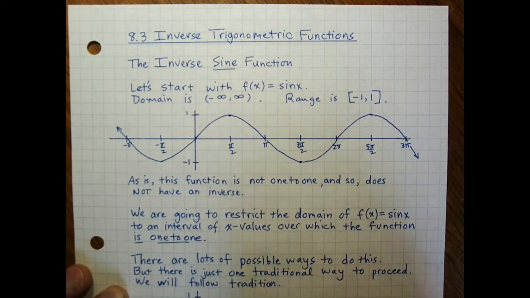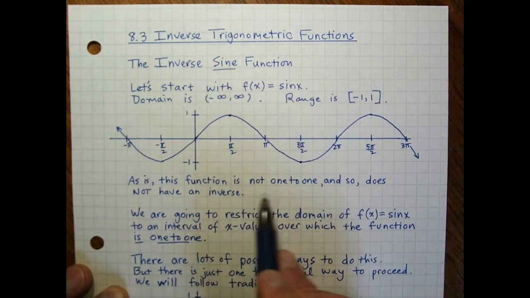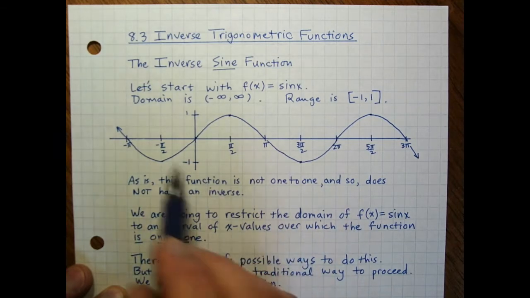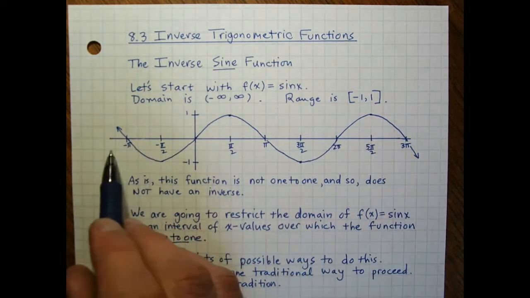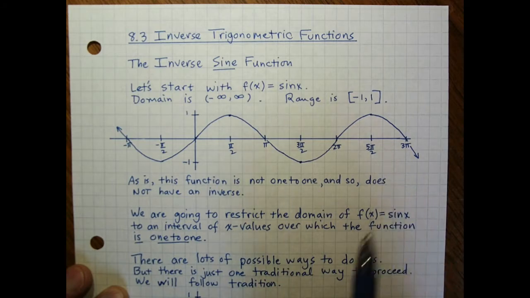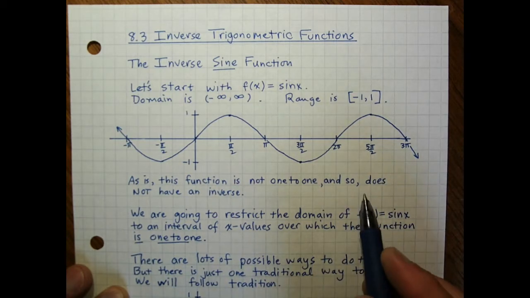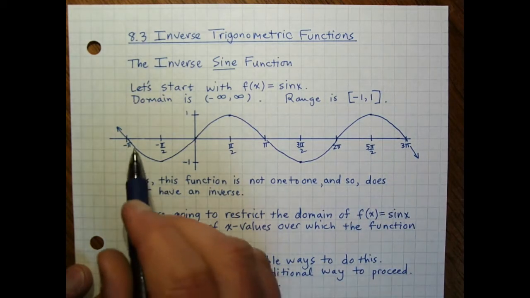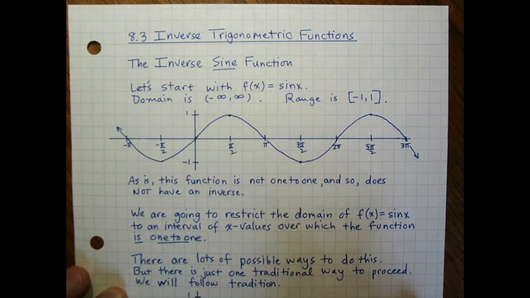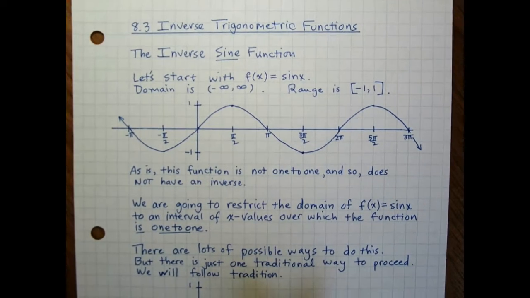And so as is, this function is not one-to-one. It does not satisfy the horizontal line test. Horizontal lines can cross the graph many times. And so, as is, this function does not have an inverse function. And so you might say, well, good, let's just forget about it, but that's not what we do.